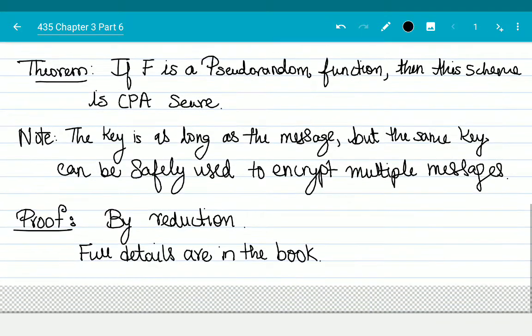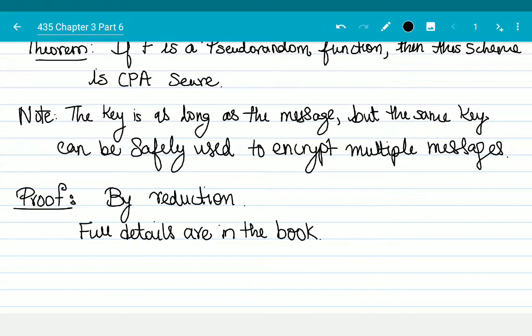Here is the intuitive picture. We represent the picture here.